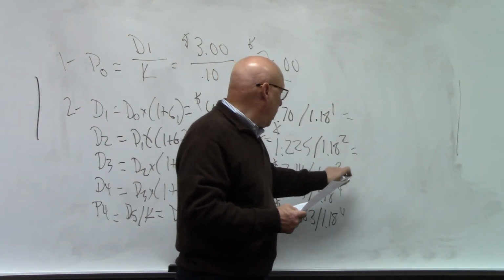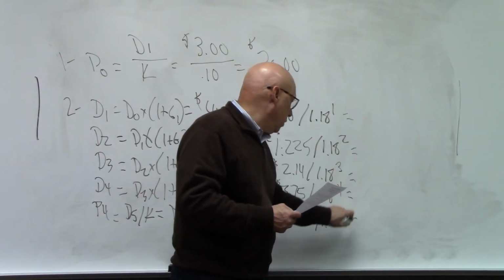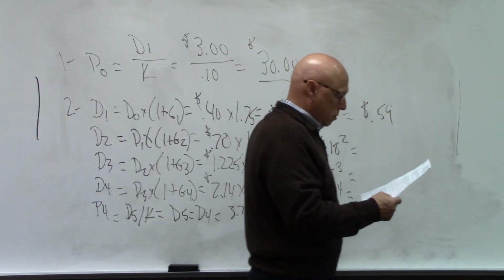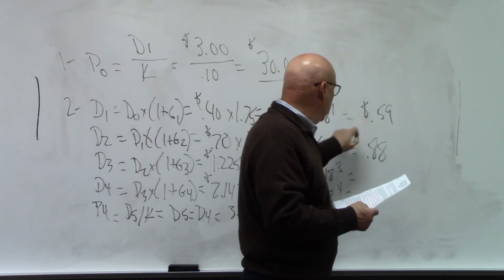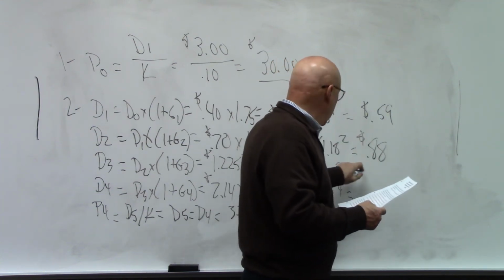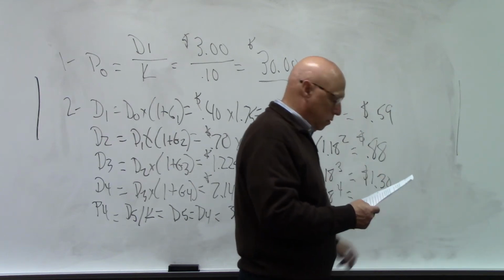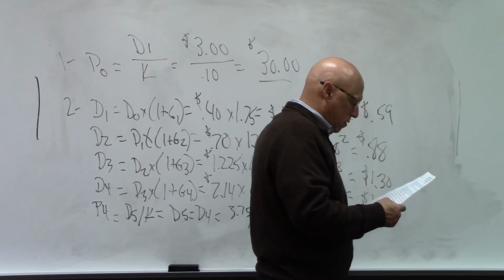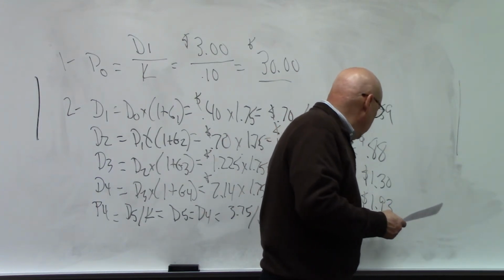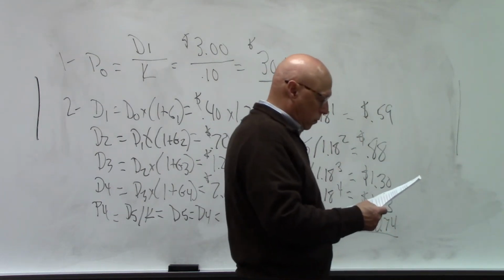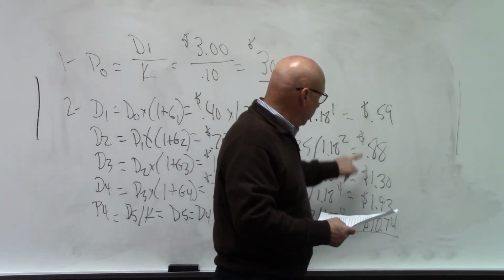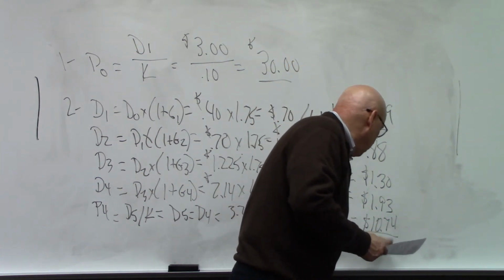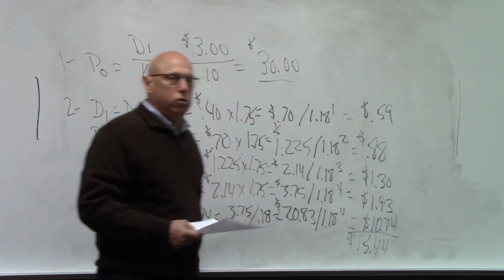Let's find these present values, these 5 cash flows, and we have 0.59, 0.88, $1.30, 1.93, and $10.74. Add them up, and we get $15.44. That is the fair price to pay.